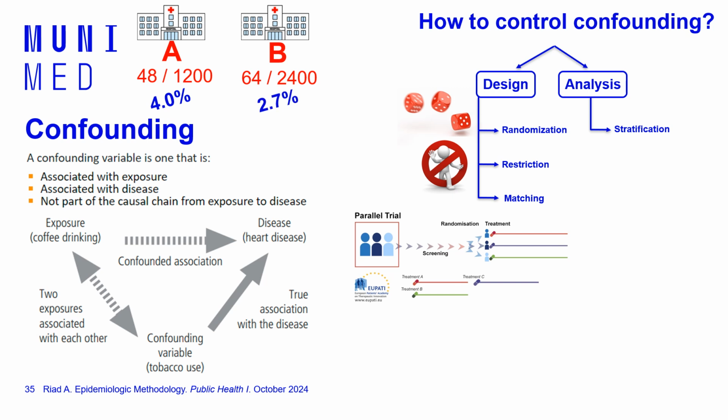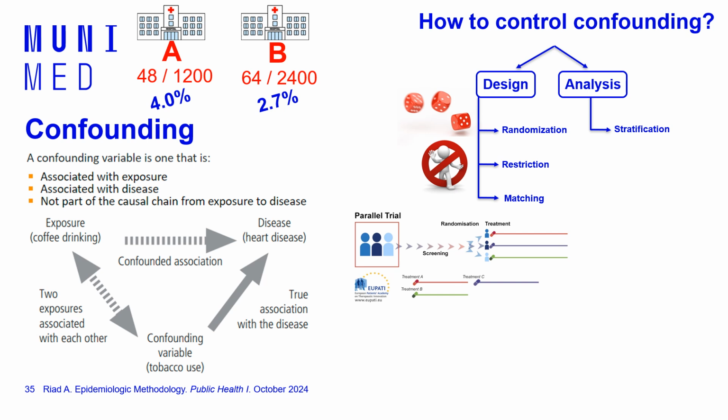So if you look at these two numbers, 4% versus 2.7%, you would say, oh, that's awesome. Then next time when I need to have surgery, I will go to Hospital B, because the outcome of patients from Hospital B is better than Hospital A. But this may not be very accurate.